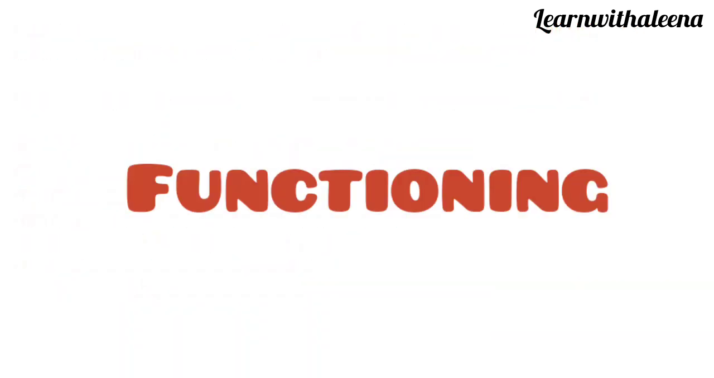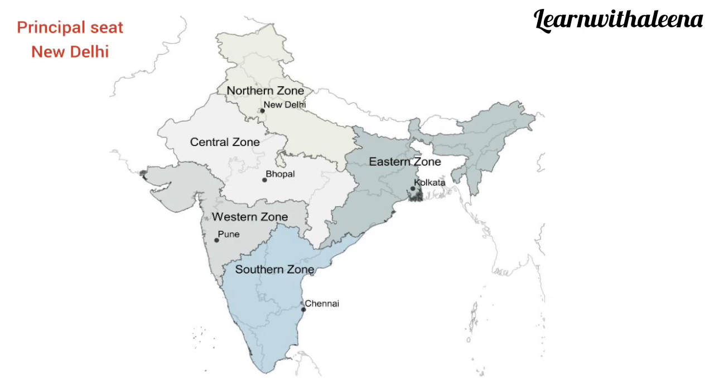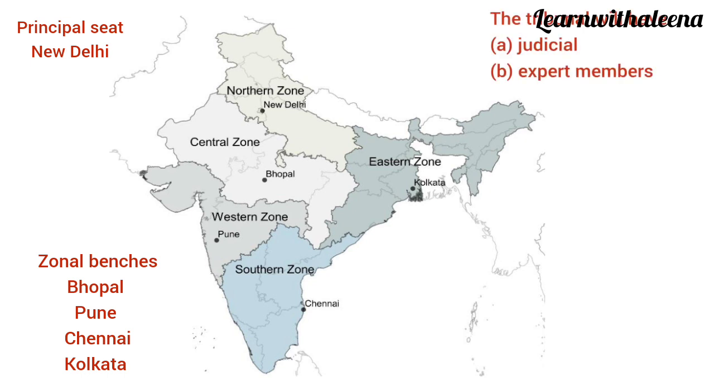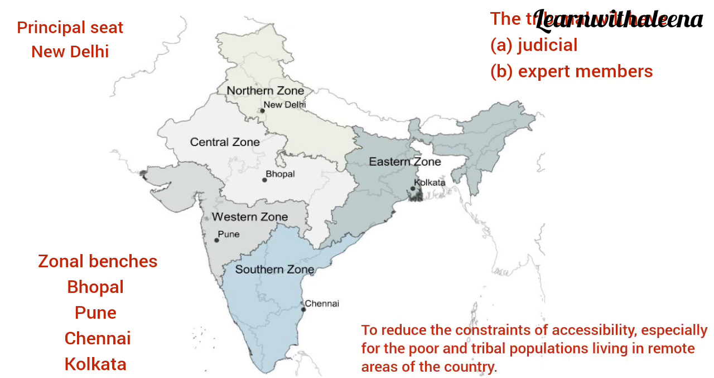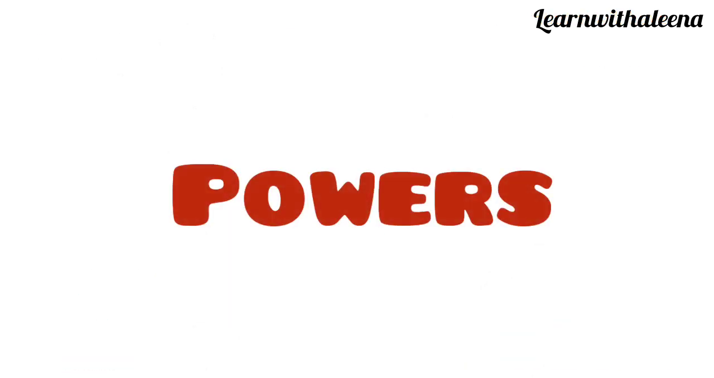Now moving on to the functioning of NGT. NGT is functional at 5 zones. The principal seat is at New Delhi and the zonal benches include Bhopal, Pune, Chennai, Kolkata, which are the central, western, southern and eastern zone respectively. The tribunal will also have a judicial and expert members. This is to reduce the constraints of accessibility, especially for the poor and tribal populations living in remote areas of the country.